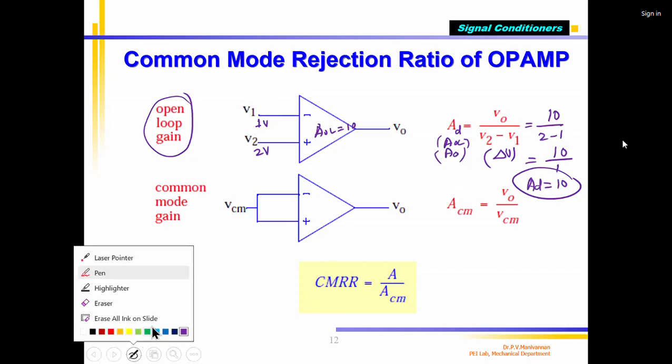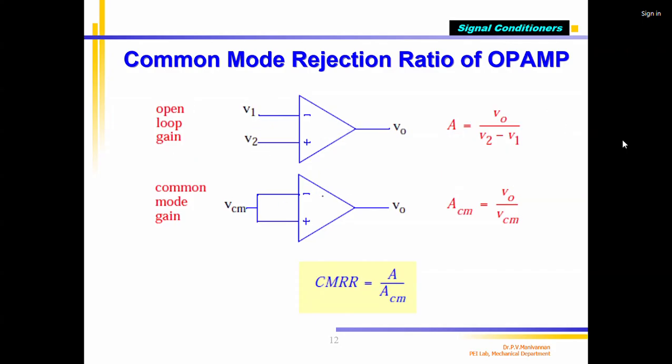Instead of that, if I take the op-amp and short circuit both inputs, inverting and non-inverting connected, I am giving a common voltage. For example, I am giving 1 volt from a battery, plus 1 volt. What happens? This is V2, this is V1. V1 equals V2 equals 1 volt. Then what happens?